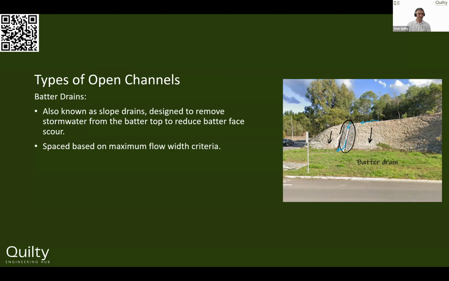I think we might have enough time to touch on channel linings, but generally with these batter drains, you want them to be a hard lined surface because it's going to be really fast. You're going to have a lot of erosion issues if it's not a concrete lined chute. So that's a batter drain, super steep and usually a concrete material that's used.